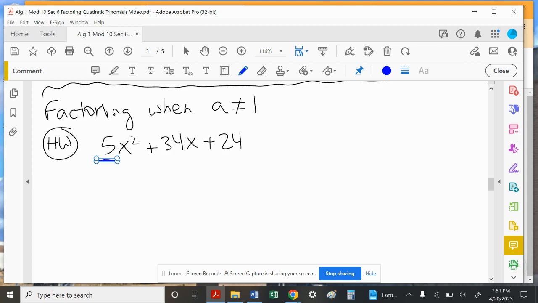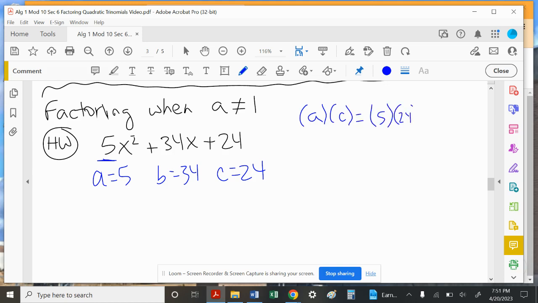So we have 5x squared plus 34x plus 24. Notice that my a value is equal to 5, my b value is equal to 34, and my c value is equal to 24. What I'm going to do first is multiply a times c. So I'm going to multiply 5 times 24, and that's going to equal 120.